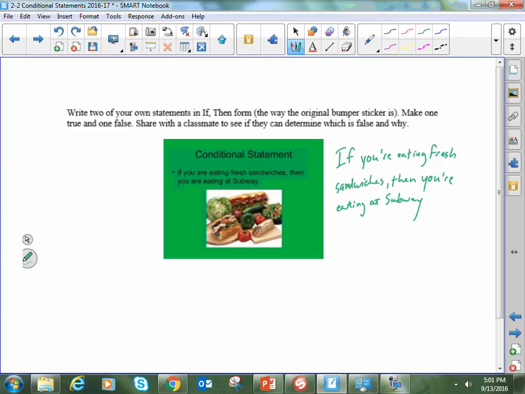That is very clearly a false statement because, well, I could eat a fresh sandwich at home. I could eat a fresh sandwich at Jimmy John's. I could eat a fresh sandwich at Quiznos. So there's lots of places I could eat a fresh sandwich, not at Subway. So those are counterexamples. So let me give you one that's true.